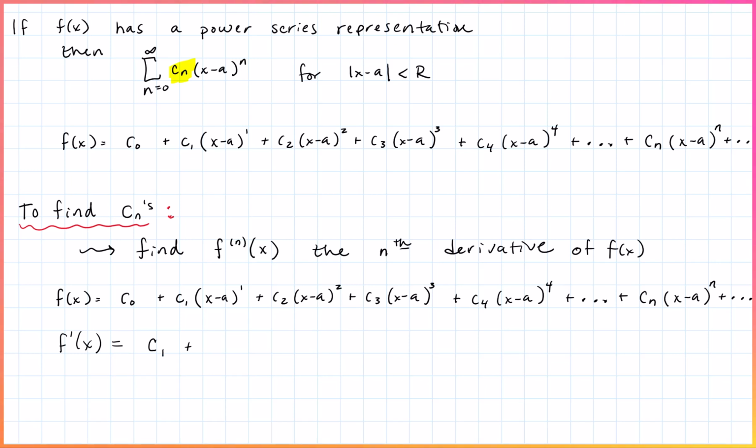And then, using the power rule for derivatives, I take the derivative of the next term. I bring down the power: 2 times c2 times (x minus a) to the first, plus 3 times c3 times (x minus a) to the second, plus 4 times c4 times (x minus a) to the third, and the generic nth term would be n times c sub n times (x minus a) to the n minus 1, and then that continues.